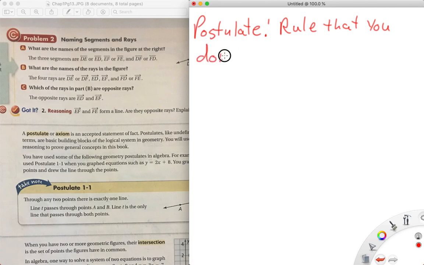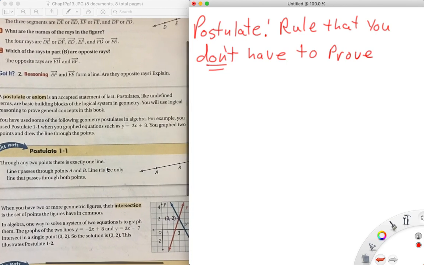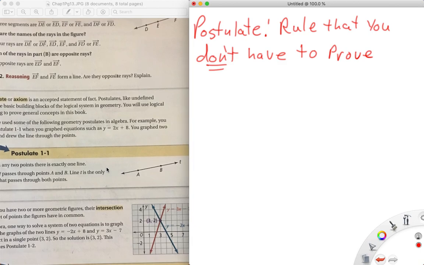And since geometry basically deals with proofs and it deals with shapes, this is important. You don't have to prove. We're going to focus on things that you do have to prove a lot. So that is a postulate. They're going to give us a whole bunch of postulates and rules that we don't have to prove. It's just common knowledge. And one of the common knowledges says that through any 2 points, there's exactly one line.